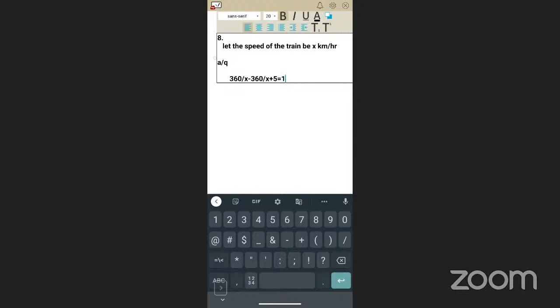So what I have to do? Distance by speed I have to make or not? Speed I made it as x. Distance was already given as 360. That distance will never change, isn't it? Right? Understood? Everyone? Yes, sir. 360 by x, have you understood? Okay.